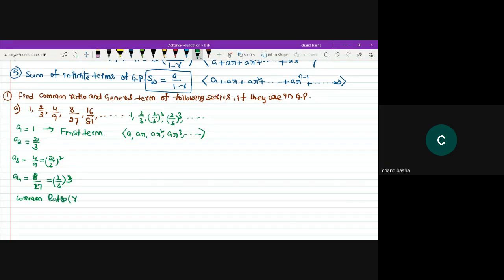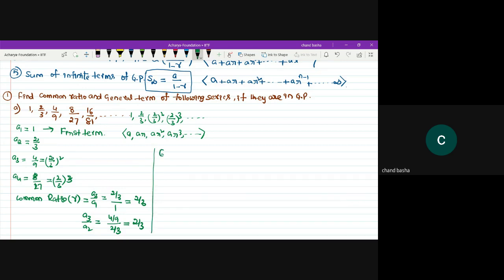that is R is equal to A2 upon A1. That A2 value is what? 2 divided by 3 by 1. That is equal to 2 divided by 3. Similarly, I can check with A3 divided by A2 also. A3 value is 4 divided by 9 by 2 divided by 3. It is 2 divided by 3. So ratio is fixed, common. So this is in GP.